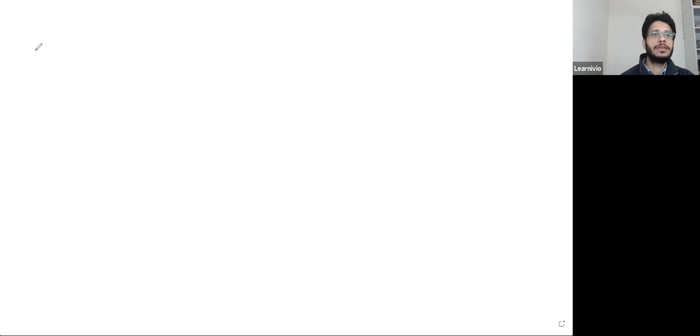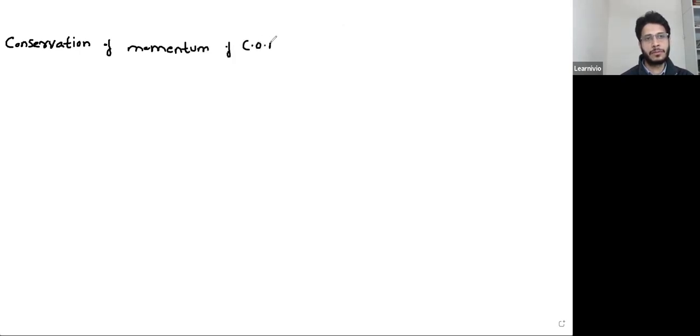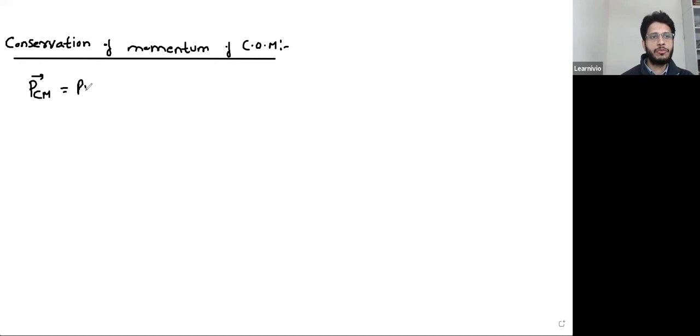Okay, the next topic is conservation of momentum of center of mass. The momentum of center of mass is the vector sum of momentum of individual particles. So that's P1 plus P2 up to Pn. If you keep on adding the momentum of individual particles, then that vector sum of momentum of all particles will be the momentum of center of mass.